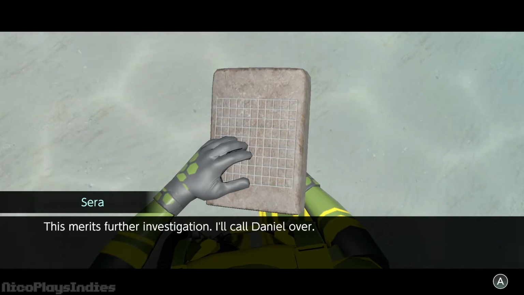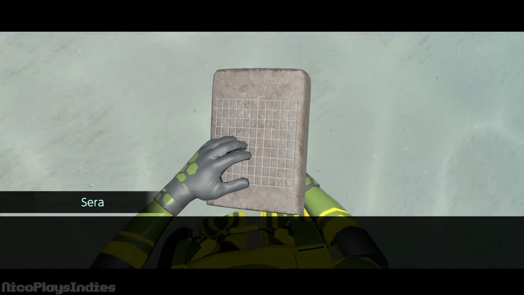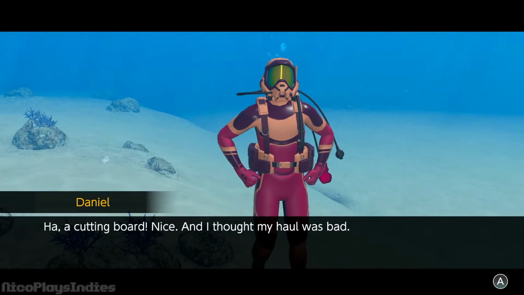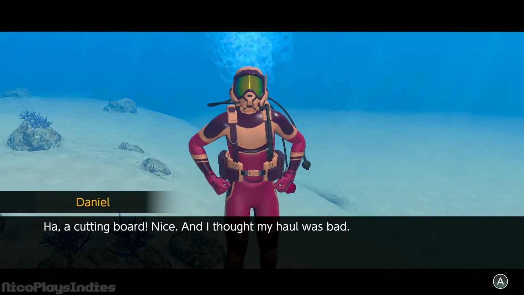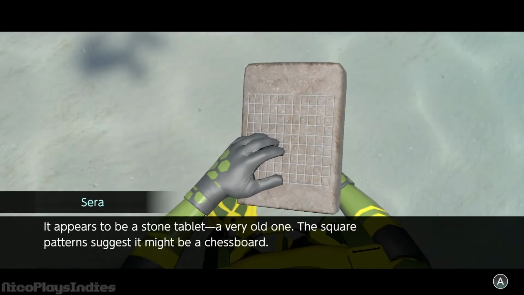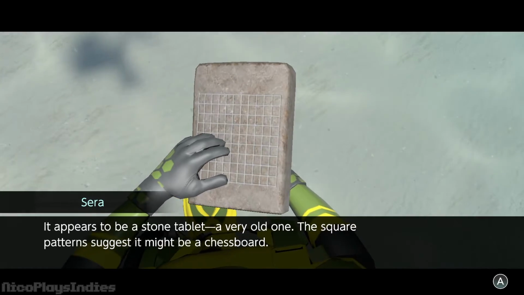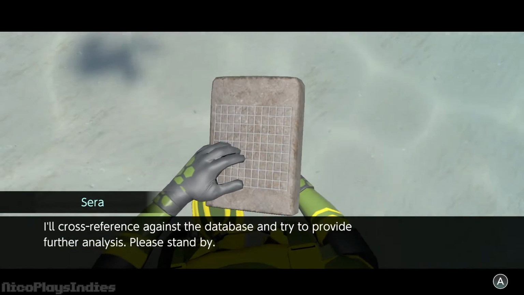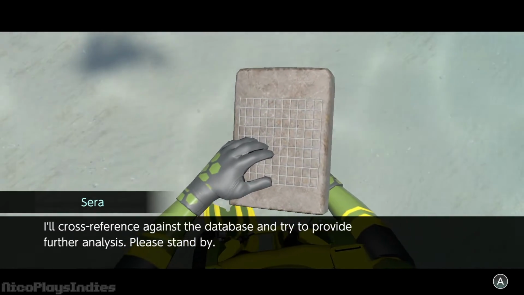This merits further investigation. I'll call Daniel over. It appears to be a stone tablet, a very old one. The square patterns suggest it might be a chessboard. I'll cross-reference against the database and try to provide further analysis. Please stand by.